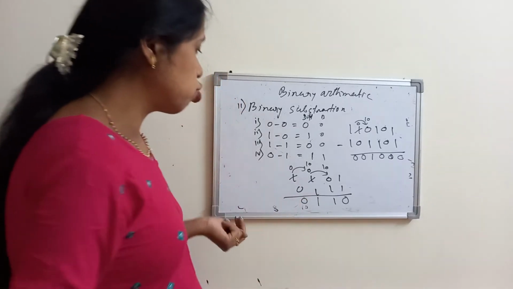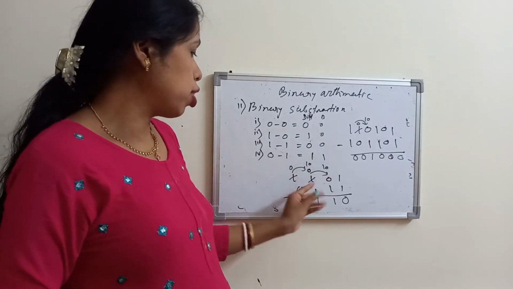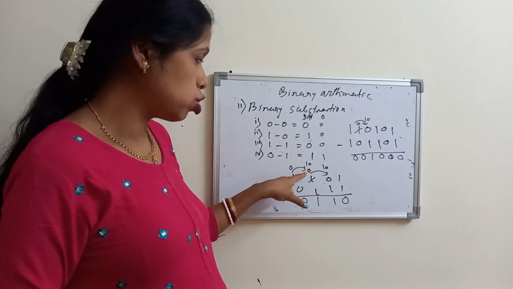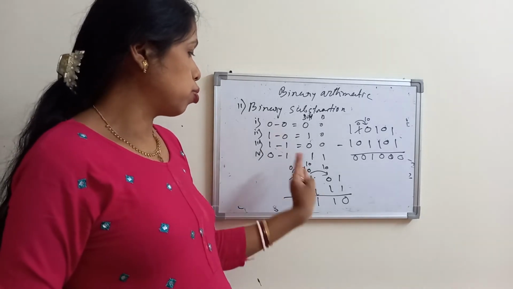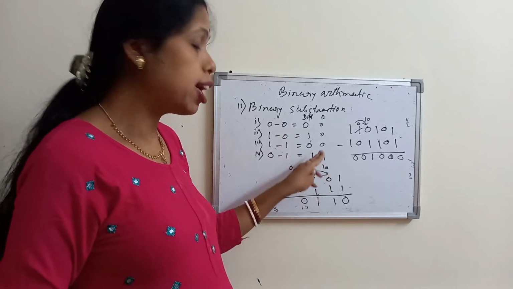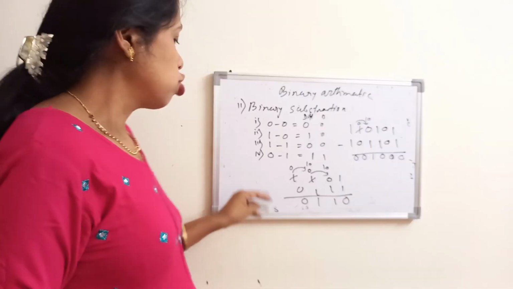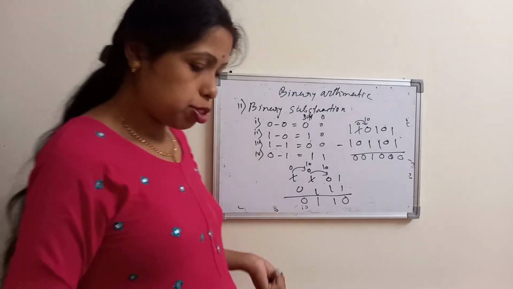In this way, you have to take a borrow from 1. From where you are taking the borrow, that number will be reduced, and this borrow will be changed to 10 in the respective position. Okay. So this is the binary subtraction.